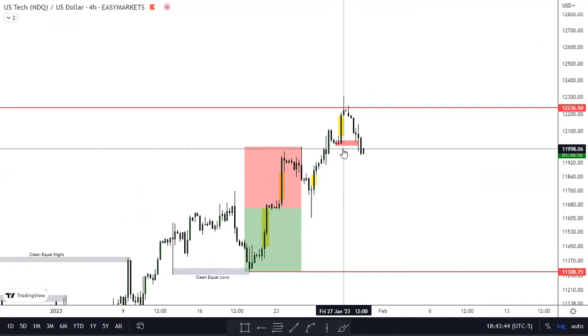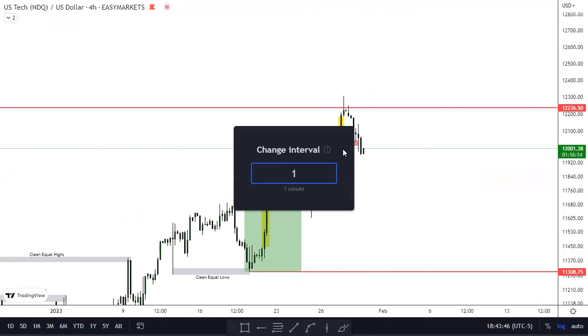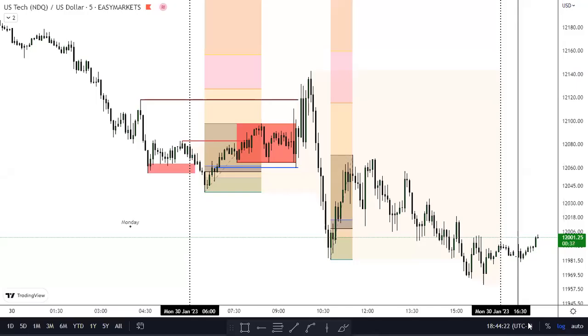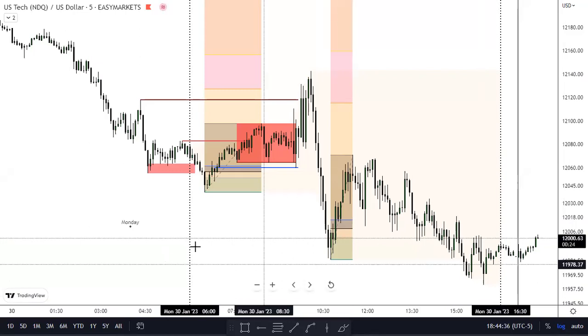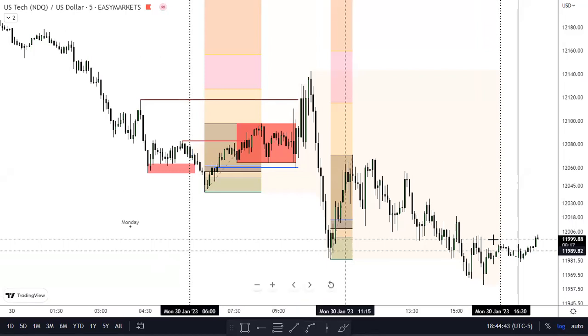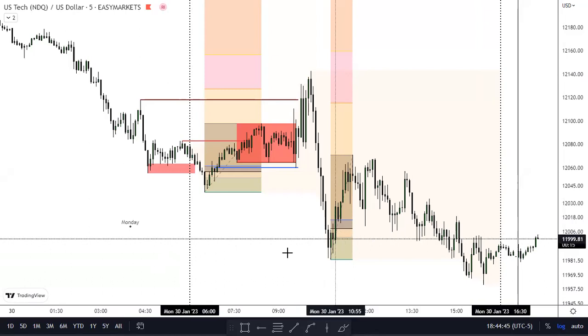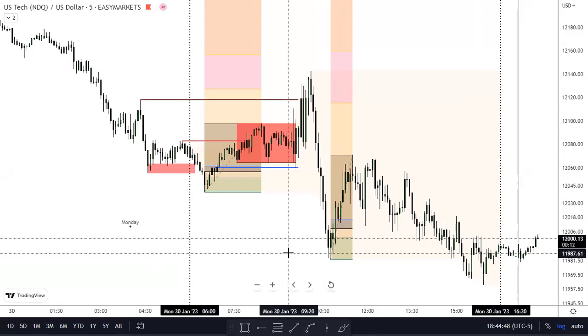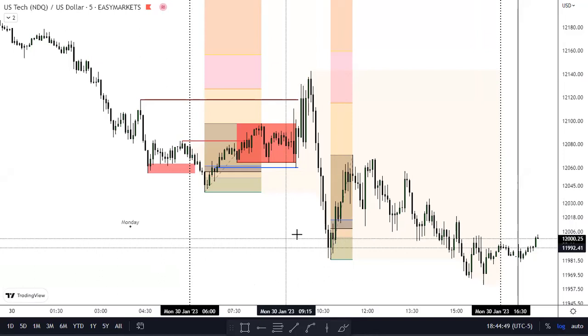Now let's go to the 15-minute time frame. Okay, guys, here we are on the 5-minute time frame. I trade starting from 6 o'clock in the morning up to 4:30 in the afternoon. In South African time, it's from 1 o'clock up to 10:30 in the evening. So let me come here.